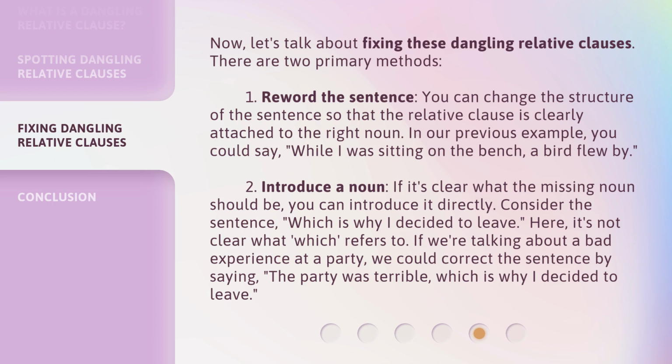If it's clear what the missing noun should be, you can introduce it directly. Consider the sentence, "Which is why I decided to leave." Here, it's not clear what "which" refers to. If we're talking about a bad experience at a party, we could correct the sentence by saying, "The party was terrible, which is why I decided to leave."